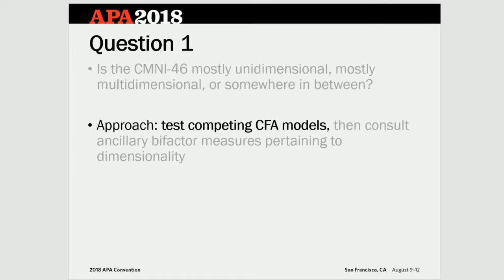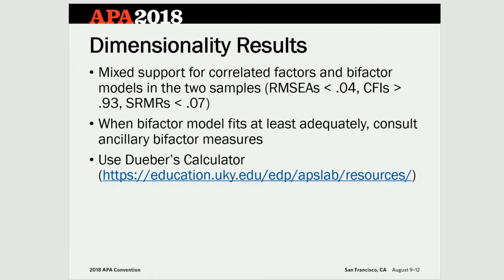So, question 1 again, we start with testing competing CFA models. With our data, we found mixed support for correlated factors and bifactors models. Both the correlated factors and the bifactors models looked okay per global fit statistics. And again, we used 2 samples, so we had 2 sets of results.